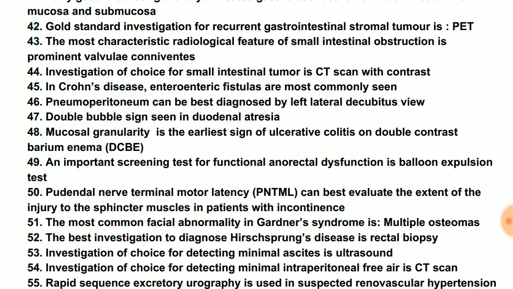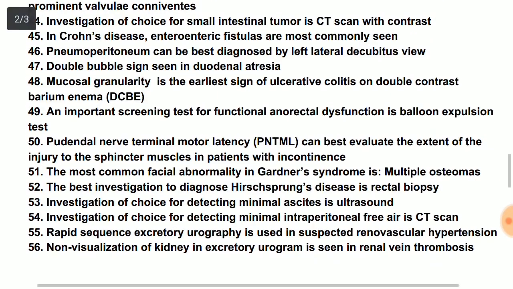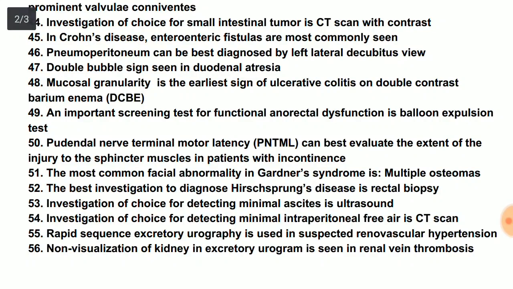Pneumoperitoneum can be best diagnosed by left lateral decubitus view. Double bubble sign is seen in duodenal atresia. Mucosal granularity is the earliest sign of ulcerative colitis on double contrast barium enema.